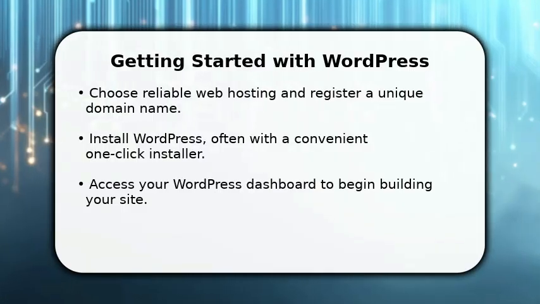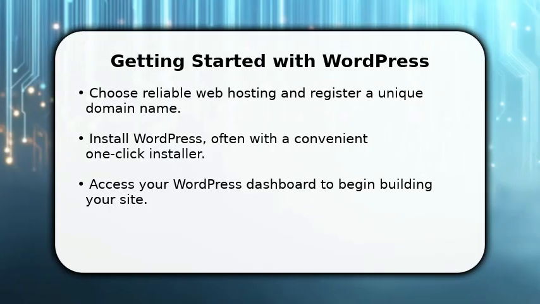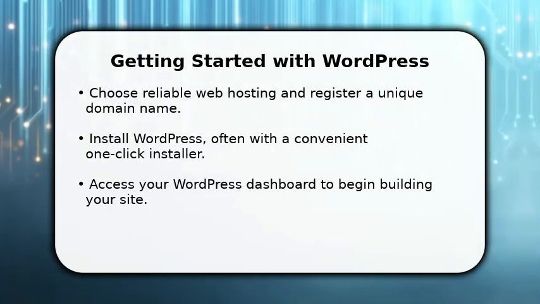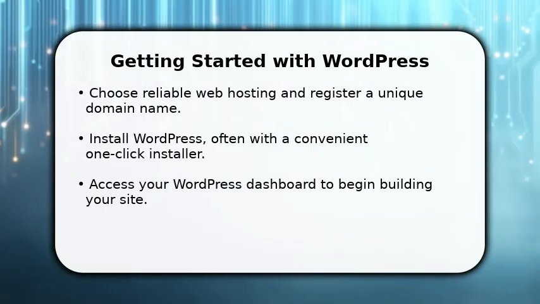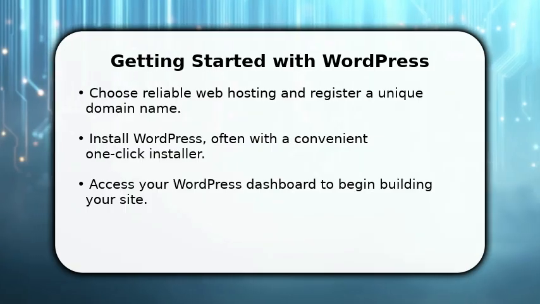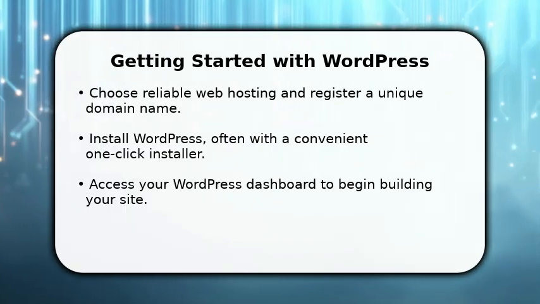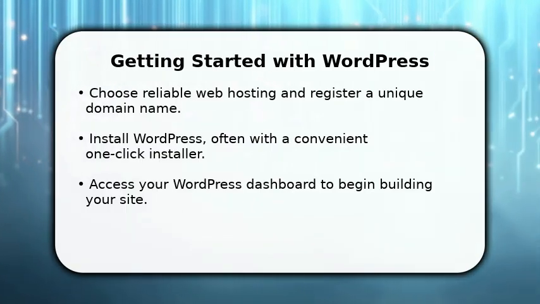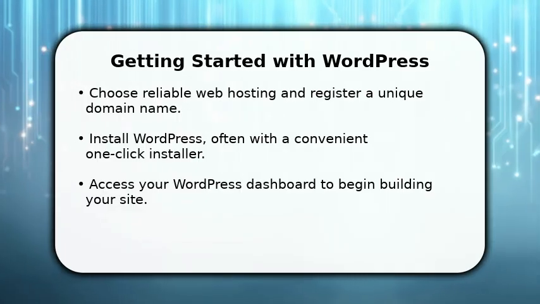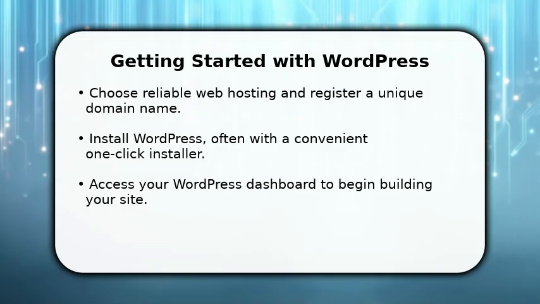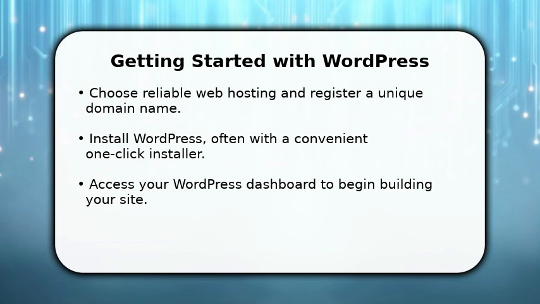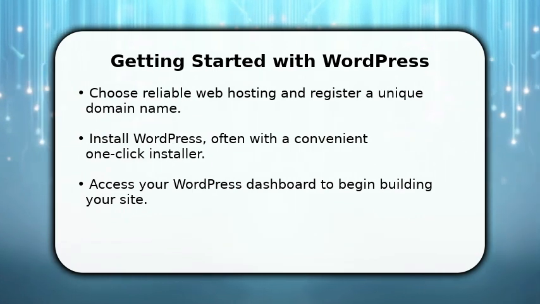In this video, I will explain how to make a WordPress website design. First, you will need to select a web hosting provider and register a domain name, which is your site's address on the internet. Many hosts offer simple one-click WordPress installation, making the setup process incredibly straightforward. Once installed, you can log into your WordPress dashboard, the central hub for managing all aspects of your new website. This initial step lays the foundation for your online presence.